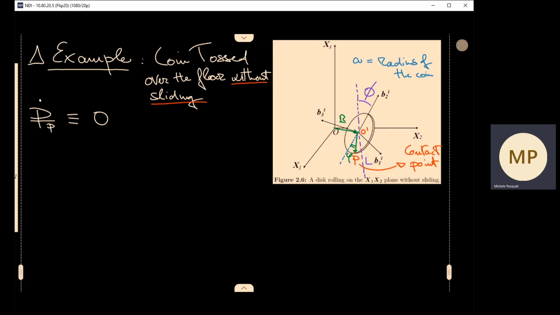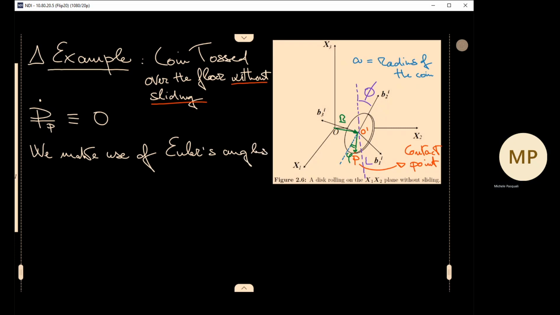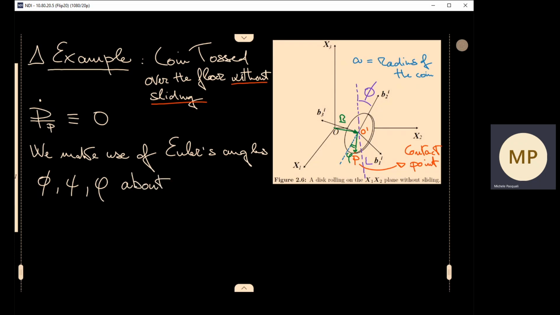So again, we make use of the Euler's angles capital phi, psi and phi about the local axes B1, B2, and B3 to describe the motion.